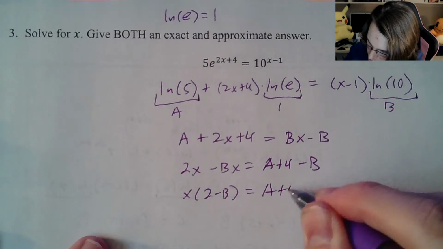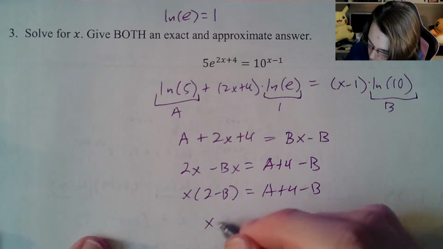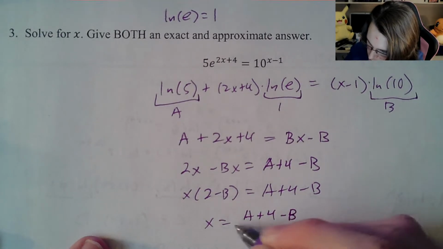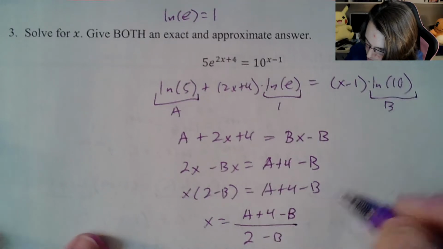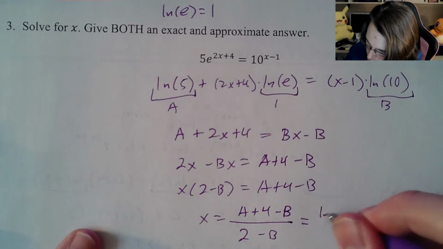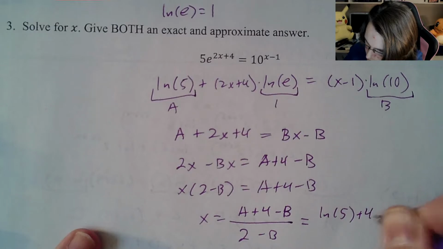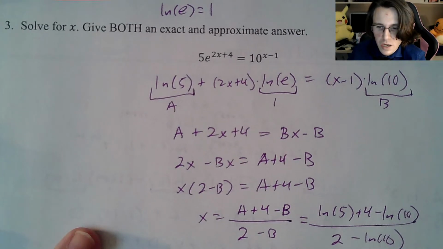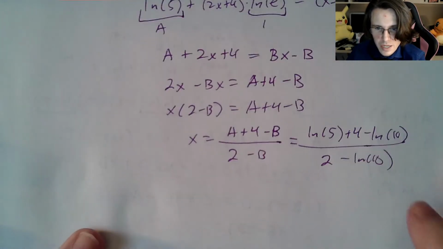These guys just copied. Again, I could have used the ditto if I wanted to, and I really should have because I like using it. A plus 4 minus b divided by 2 minus b, which is equal to a was the ln of 5 plus 4 minus the ln of 10 divided by 2 minus the ln of 10. There we go. Here is our exact answer.